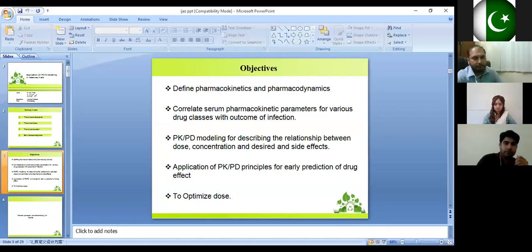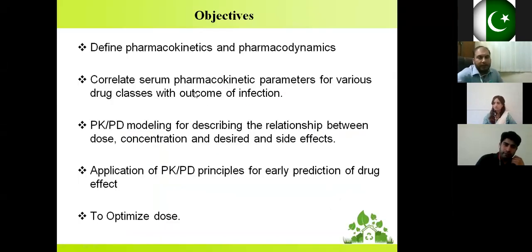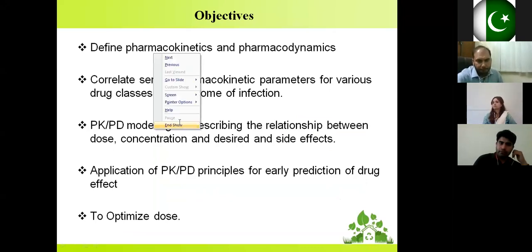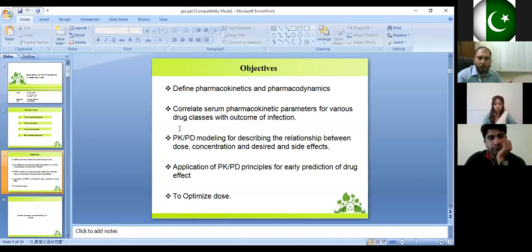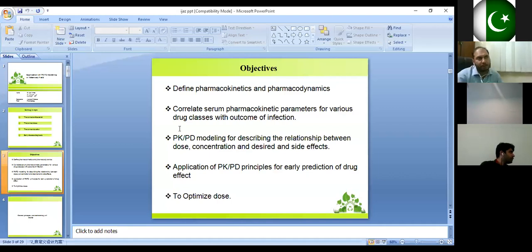That is its mechanism of action, and how it interacts with the receptor. So this is all about the pharmacokinetics and pharmacodynamics definition. Correlate serum pharmacokinetic parameters for various drug classes with outcome of infection. The main focus is also that we should correlate how, when we administer a drug, it will reach the maximum concentration, and then after how much time the drug is excreted from the body.